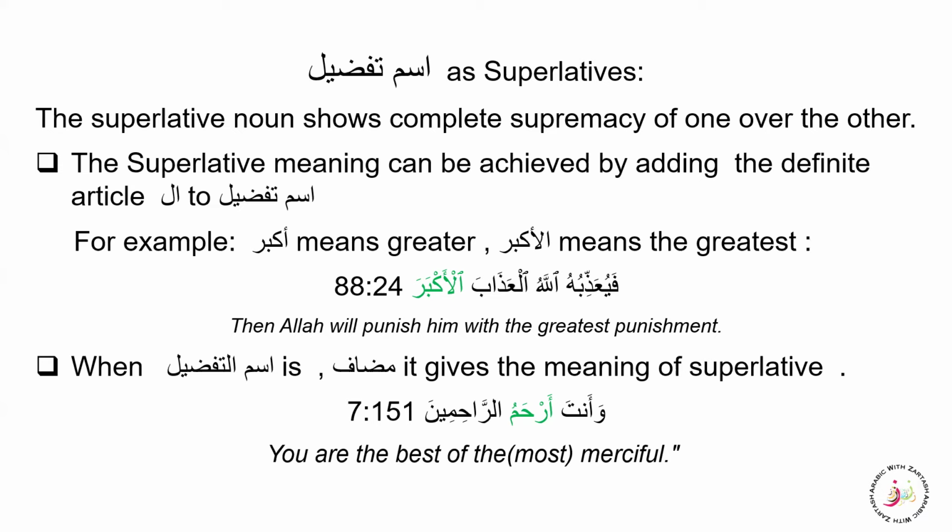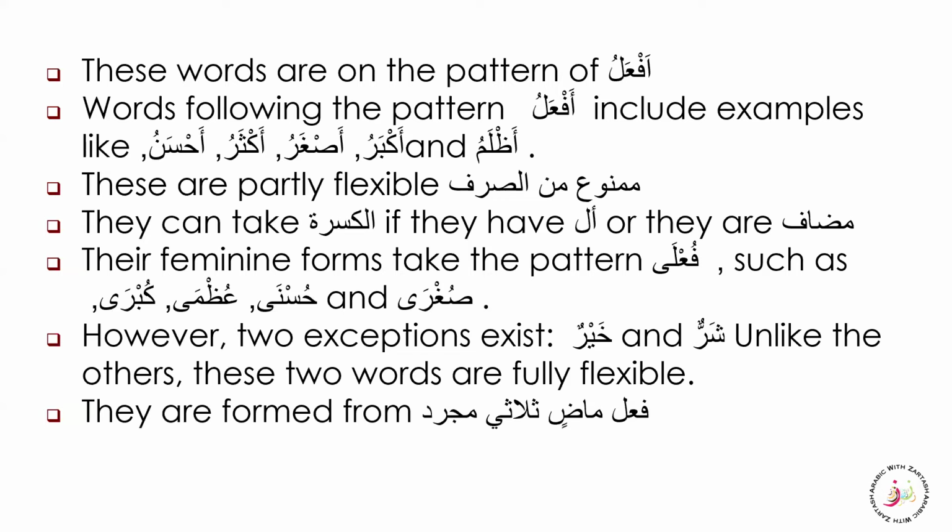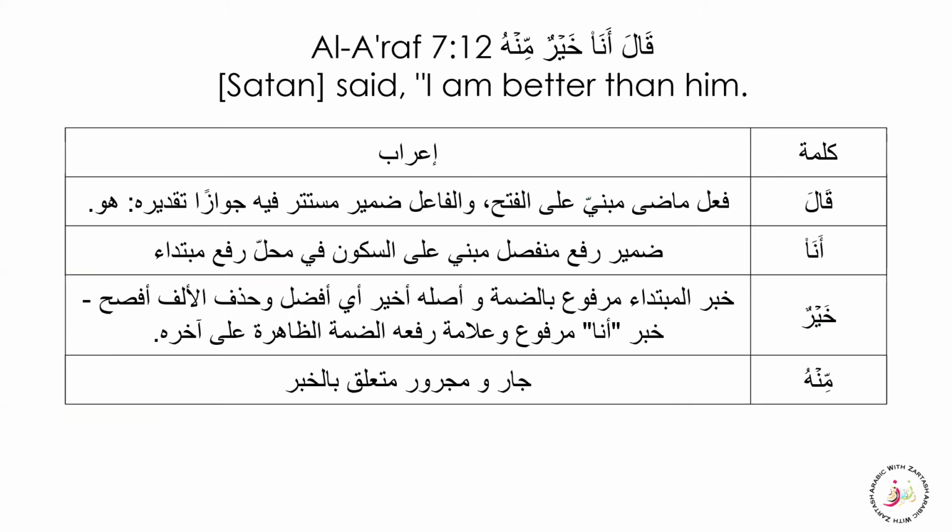And finally, that it's mamnu min as-sarf under most circumstances. As I mentioned, mostly we see them mamnu min as-sarf, but there are two ways that they can be fully flexible. What are those two things? They can take kasra when they are with the al and when they are mudaf. In this way they can be fully flexible.